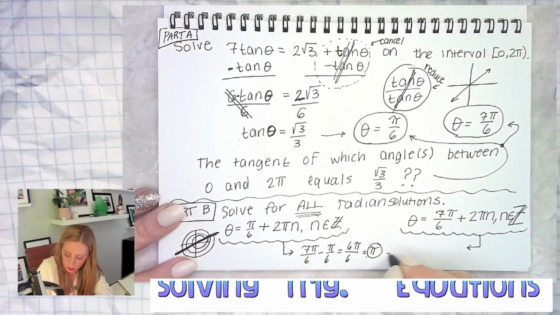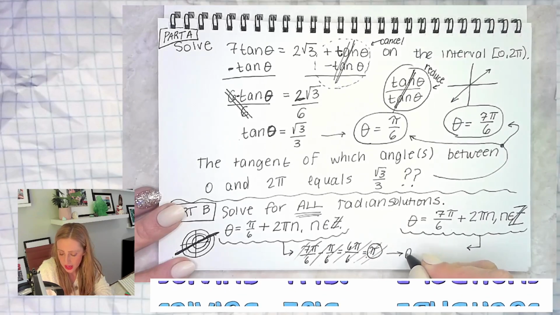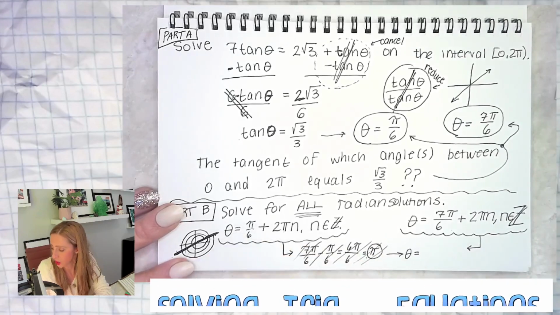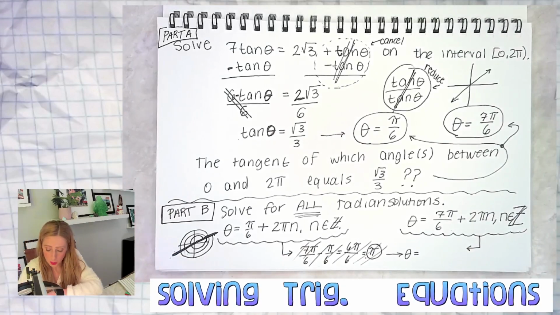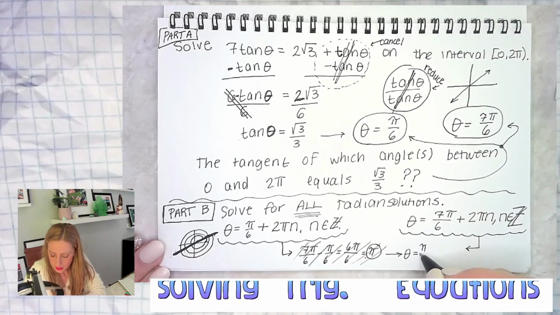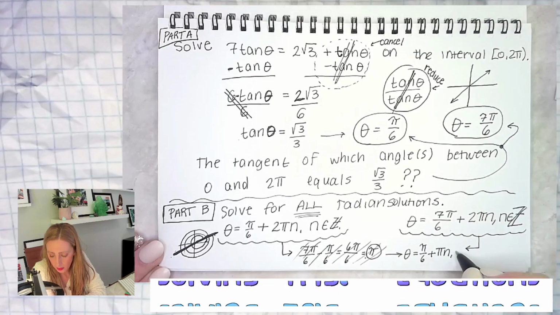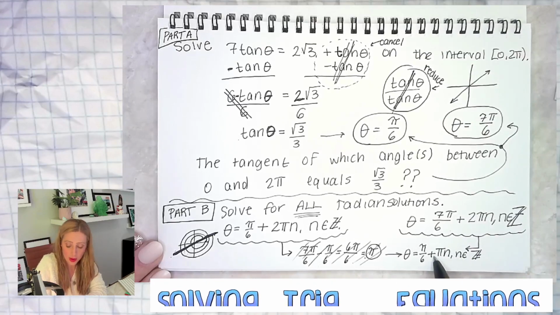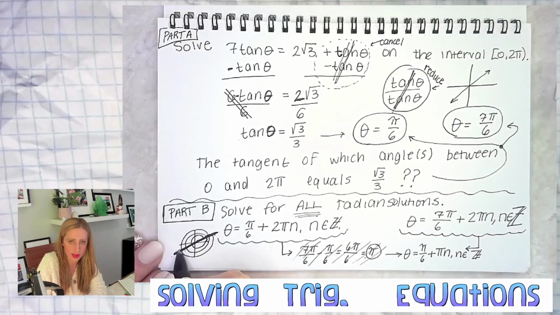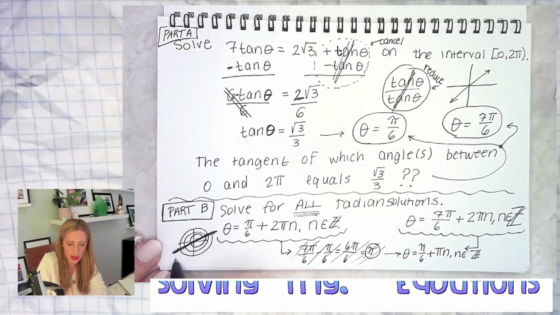So I can go ahead. That's a little side thought process. Theta equals, I'll just use my quadrant 1 angle. I always try to use my quadrant 1 angle if possible. Pi over 6 plus pi n, n is an element in the set of integers. So pi is 6 pi over 6. If I add it once, bam, I'm at 7 pi over 6. Add it again, again, again, and again.